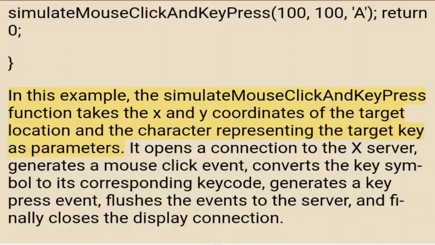In this example, the simulate_mouse_click_and_key_press function takes the x and y coordinates of the target location and the character representing the target key as parameters. It opens a connection to the X server, generates a mouse click event, converts the key symbol to its corresponding keycode, generates a key press event, flushes the events to the server, and finally closes the display connection.